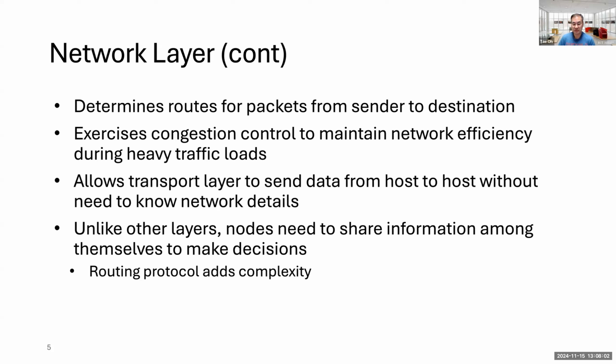The transport layer is different from the network layer. The network layer is how to get there, and the transport layer is about whether it has arrived safely or not. If it has not arrived safely, it's the transport layer's responsibility to ask the sender to send it again, right? So it makes sure it arrives, guaranteeing and providing quality service. Unlike other layers, no need to share information among themselves to make a decision.